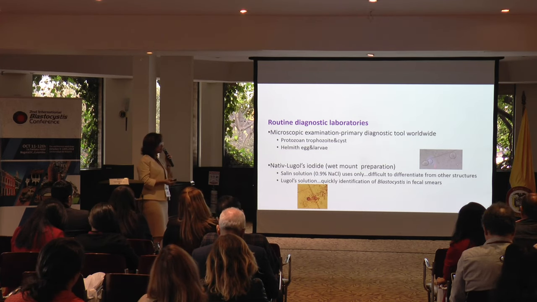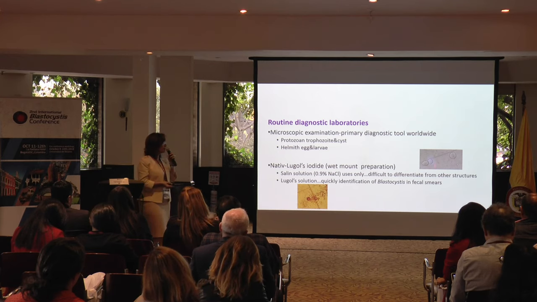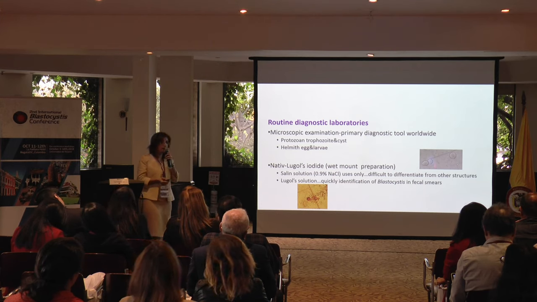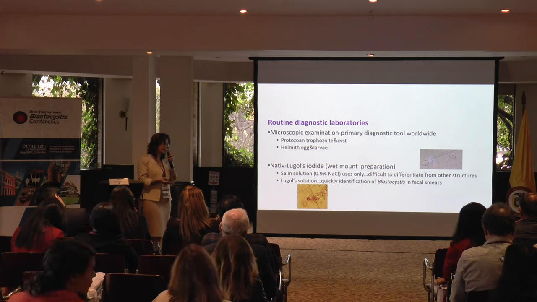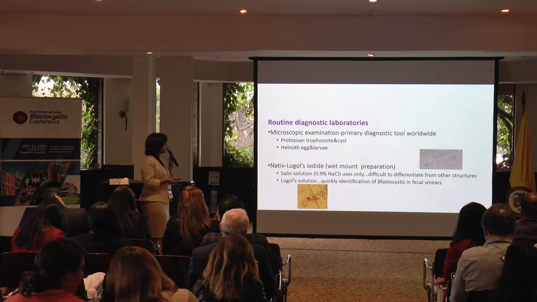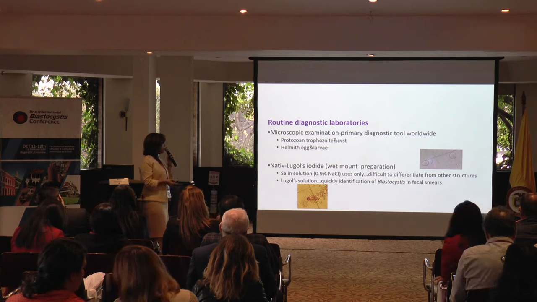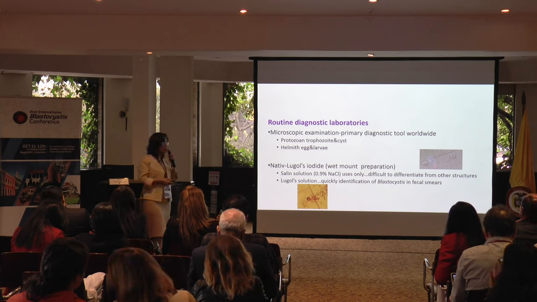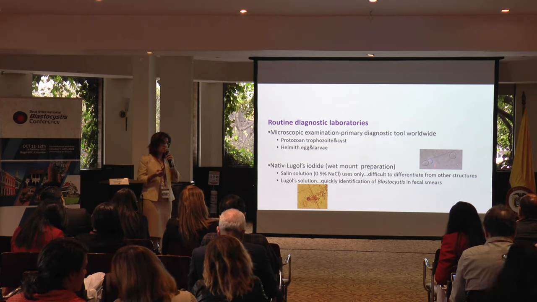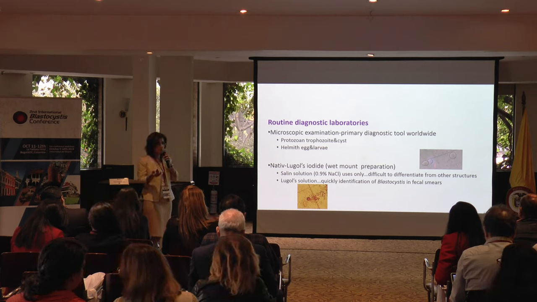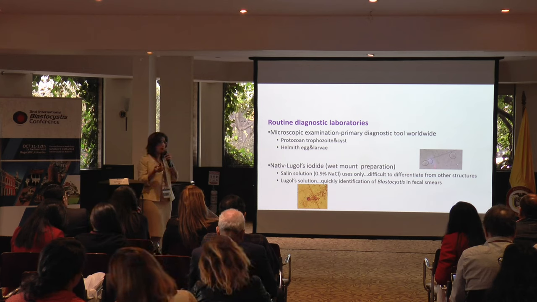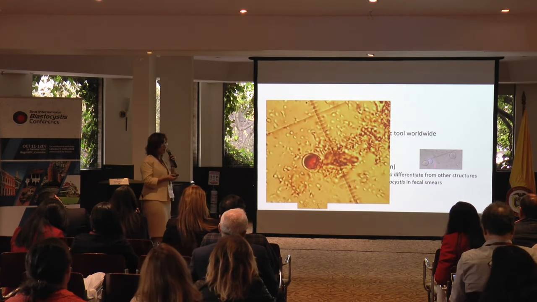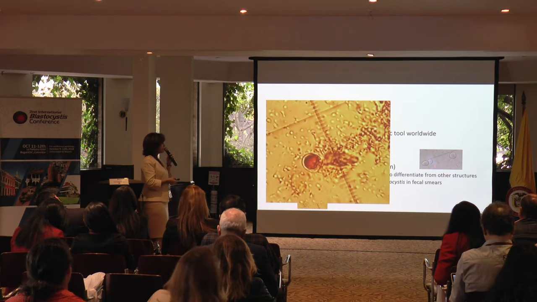Microscopic examination should be done every time with wet mount, because we can also detect other protozoan structures, cysts and trophozoites, and helminth eggs or larvae. And then we can use Lugol's iodine solution, because sometimes we can confuse the Blastocystis structure with other structures like leukocytes, debris or yeast. So Lugol's iodine can help us easily.